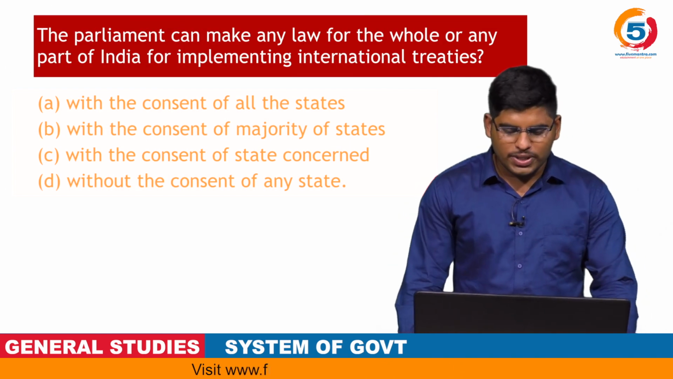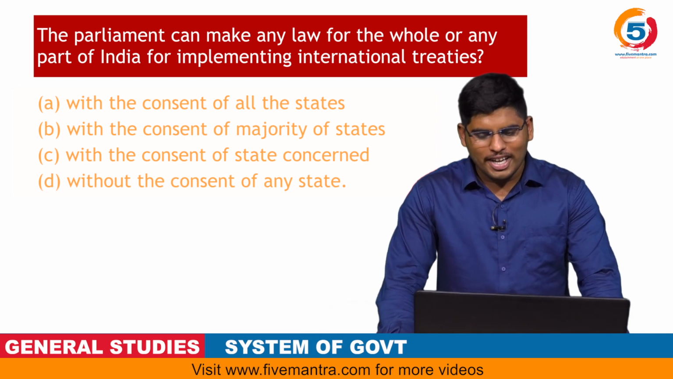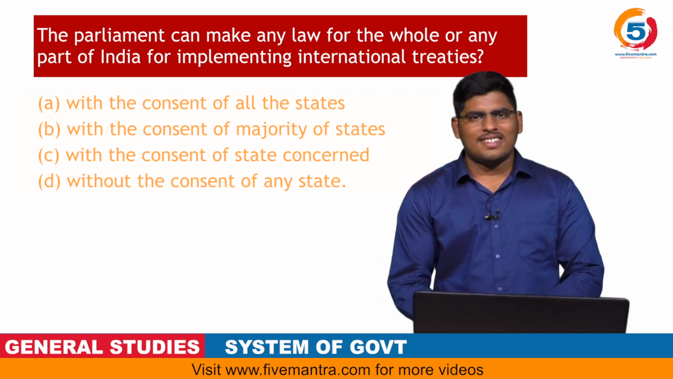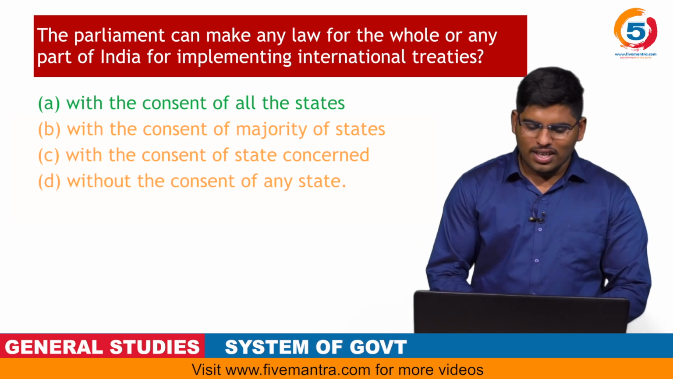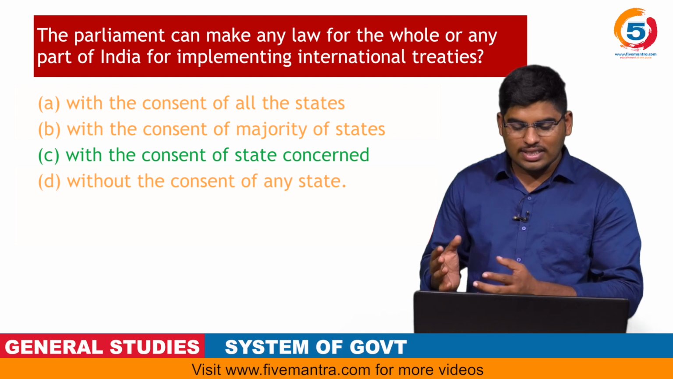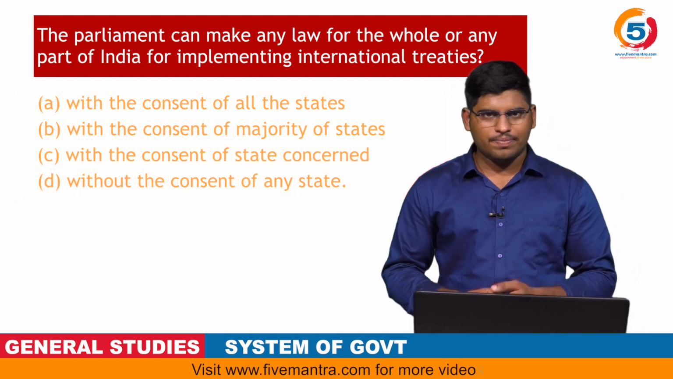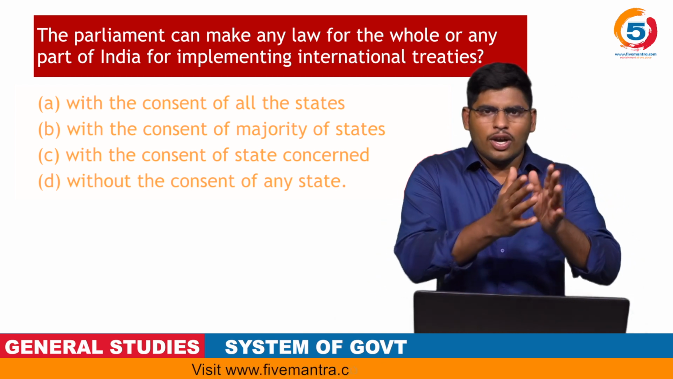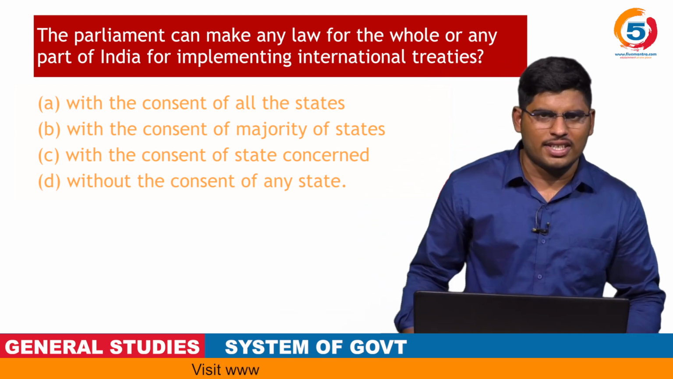Coming to the next question: the Parliament can make any law for the whole or any part of India for implementing international treaties. The options are: with the consent of all the states; second, with the consent of the majority of the states; third, with the consent of the state concerned; and D, without the consent of any state. The Parliament can make any law for the whole or any part of India in order to implement any international treaty.